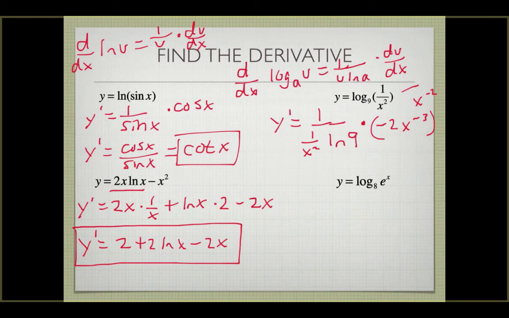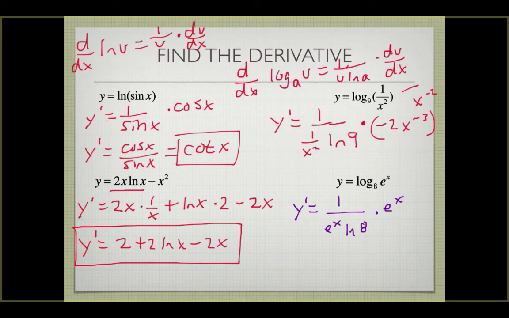We have y equals log base 8 of e to the x. We're going to use our formula on the top. So y prime is 1 over our u, which is e to the x. Our base is 8, so ln 8, times the derivative of u, and our u again is e to the x. And the derivative of e to the x is just e to the x.